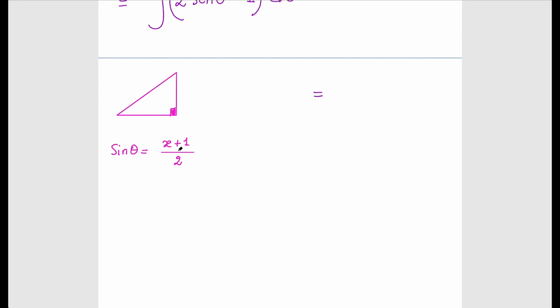Yes? So it's this. And if that's theta, and sine is opposite over hypotenuse, so the x plus 1 can be taken as the length of the opposite side, divided by 2. So 2 can be taken to be the hypotenuse, right? And with this, what's left for this side by the Pythagorean theorem? This would be the square root of 2 squared, which is 4, minus the square of x plus 1. Correct? This would be the length of this green leg.